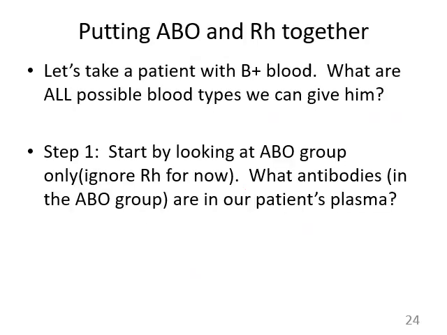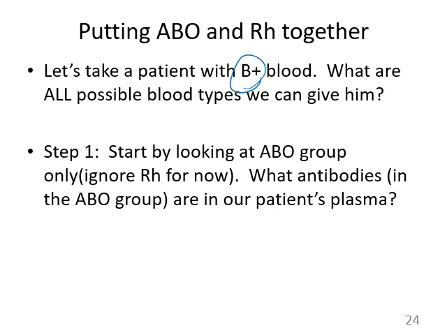So, putting these together. Remember, they act completely separately, but we think about blood type together. You have all these antigens and antibodies together in your blood, so sometimes it goes sideways for us when we put them together. Let's walk through one. We've got somebody who is B positive.